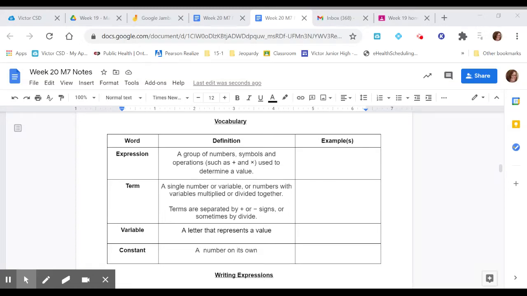This is week 20, day 1, Math 7 notes. So you should be on page 3, and we're just going to talk about the vocab for a little bit.